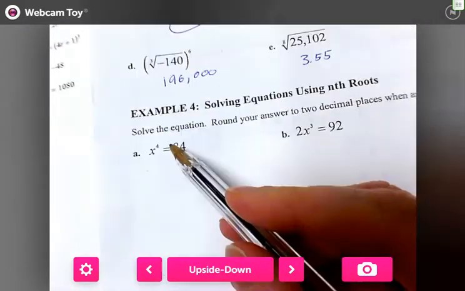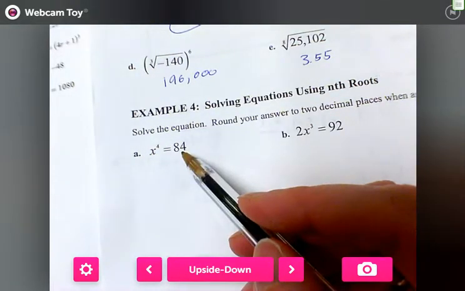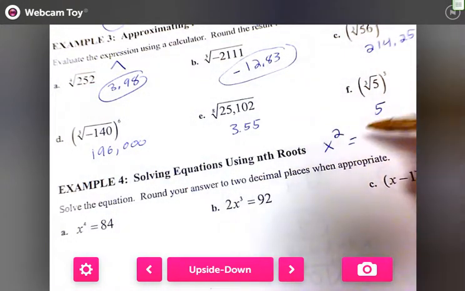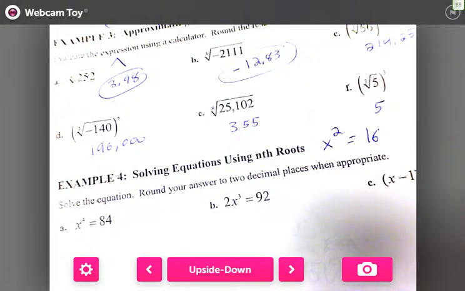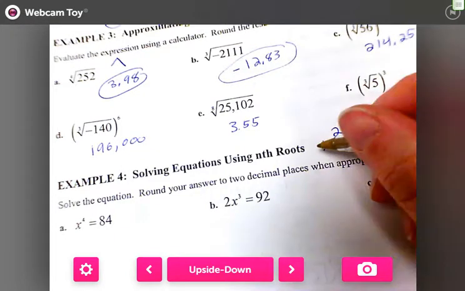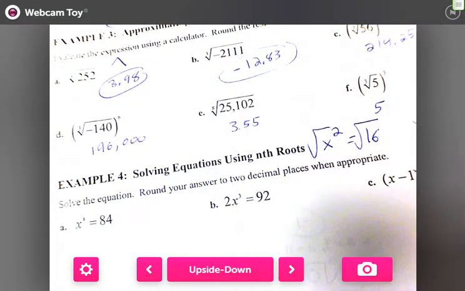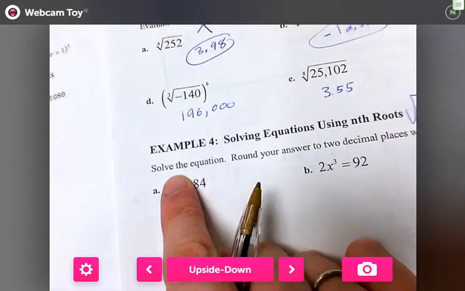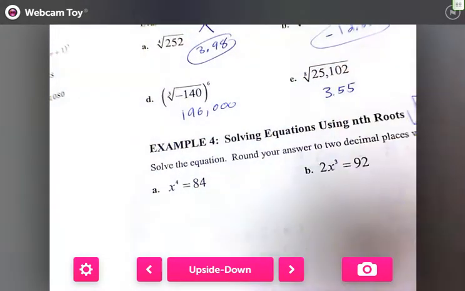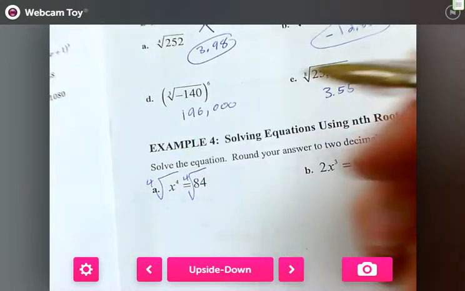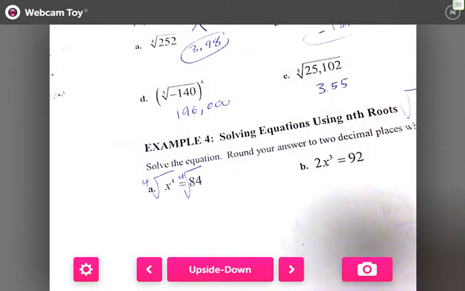All right. It says x to the fourth equals 84. Do you guys remember, if I have x squared equals 16, what do I do? You square root both sides, right? And I get x equals 4 or negative 4. Is that sparking a memory? Okay, so if we have x to the fourth equals 84, we're going to take the fourth root of both sides. Then we just place this in our calculator.